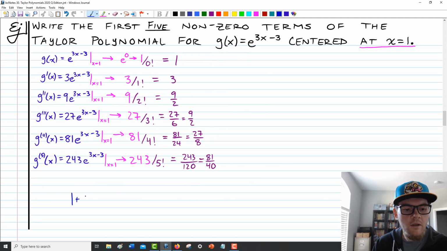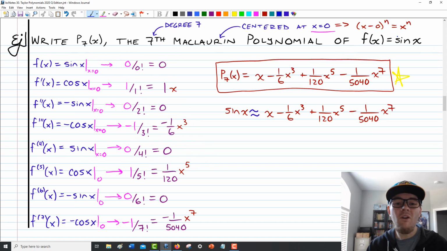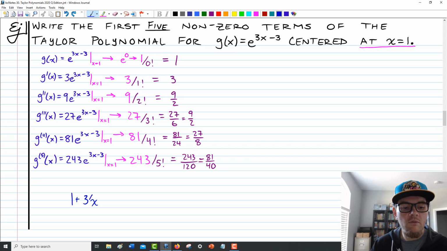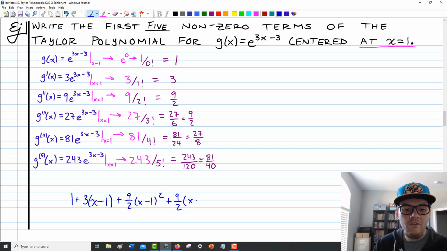So we have 1 plus 3. Now be careful. We can't just write x this time because this was centered at x equals 1. It's not a Maclaurin like the previous problem. So instead of writing just x, we have to write 3 times the quantity x minus 1. That way it centers at the right spot so that if we plug in 1, we get the right values. After that, we'll have 9 halves times x minus 1 squared, then plus 9 halves again, x minus 1 cubed, plus 27 over 8, x minus 1 to the 4th.